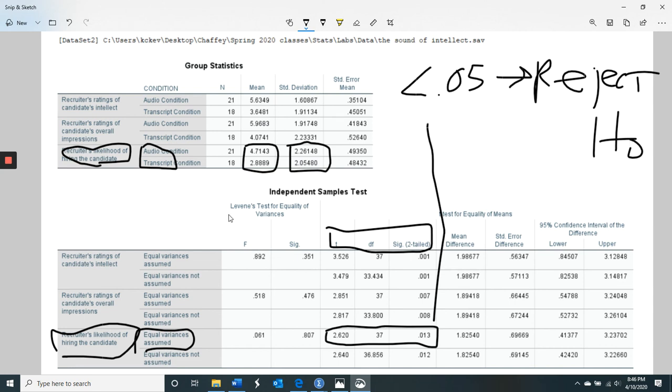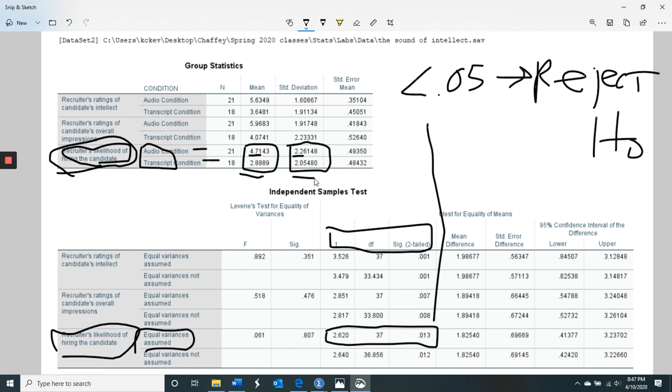And now we can write our first sentence. In terms of the likelihood of hiring the candidate, the audio condition (mean 4.71, standard deviation 2.26, these are in parentheses again) was greater than the transcript condition (mean is 2.89, comma, standard deviation 2.06, if we get official in terms of the rounding). So that's our first phrase. In terms of likelihood to hire the candidate, audio is greater than transcript.